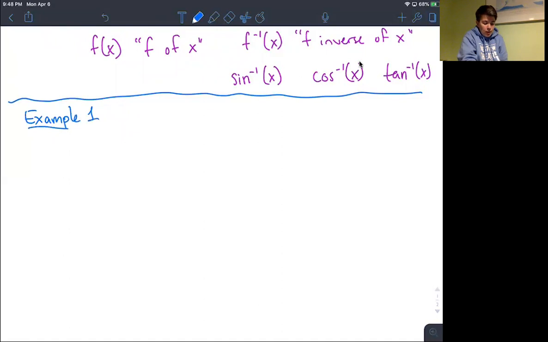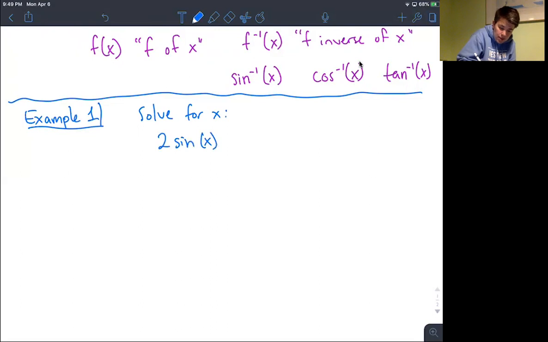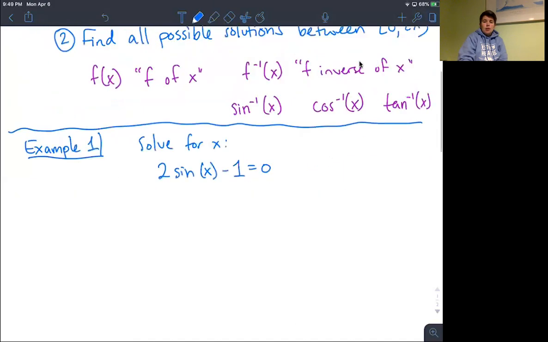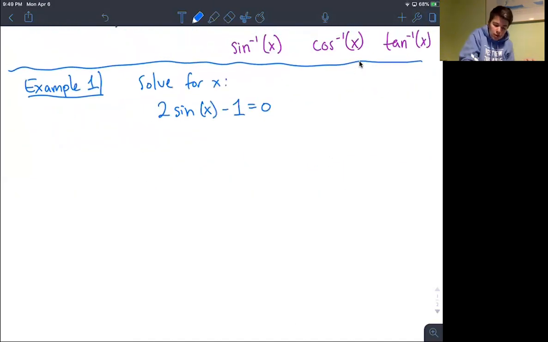So example number 1, let's just do something really easy. Let's just solve for x. 2 sine of x minus 1 equals 0. That is our problem. So if we look back up here, step 1, we want to use algebra to isolate a trig function. So what is the trig function we are going to be isolating here? Hey guys, there's a trig function right there. Let's get sine of x by itself.